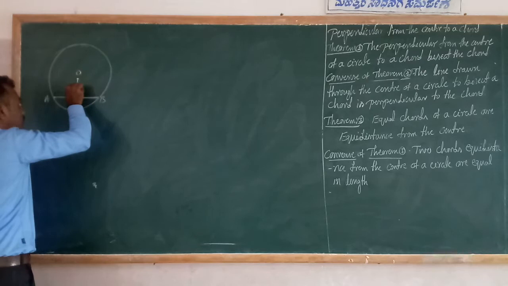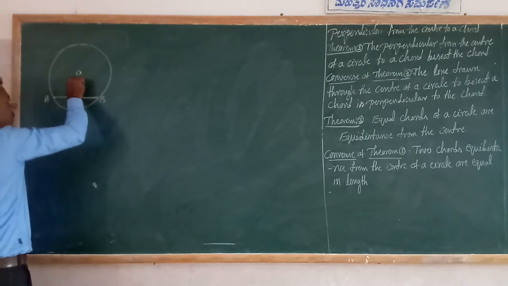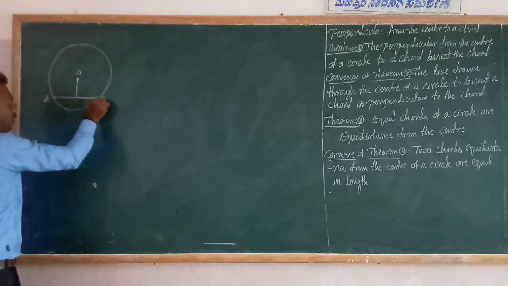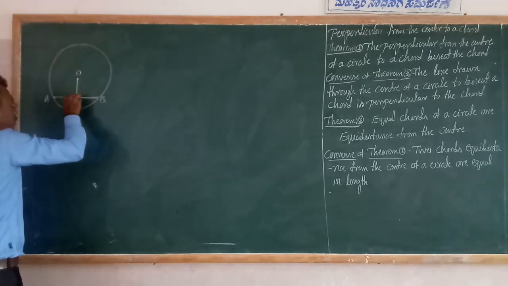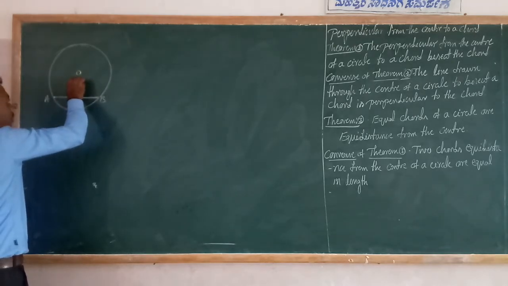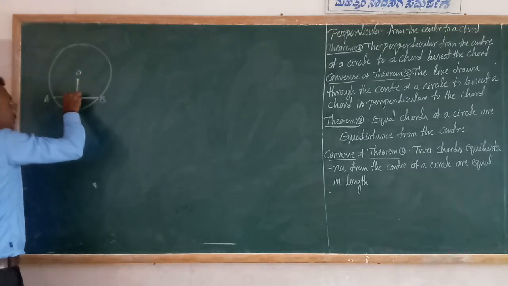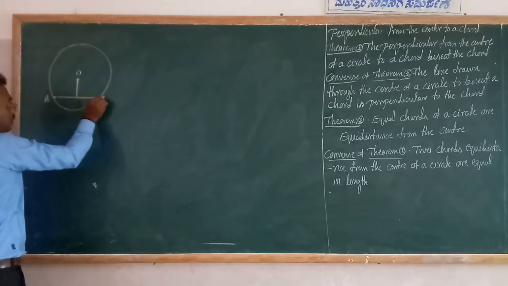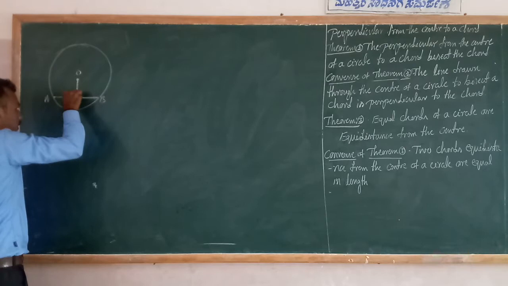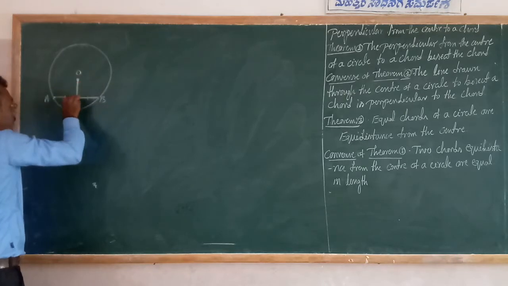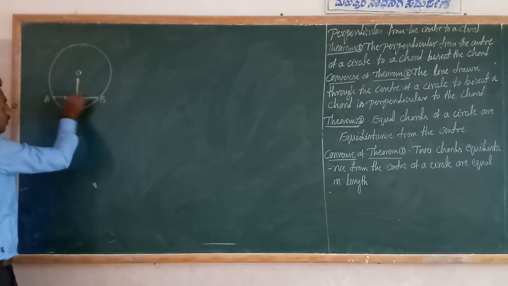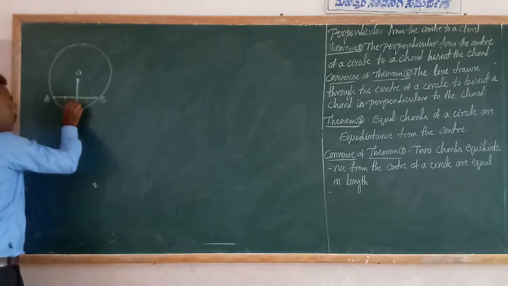I will draw a line from the center to the chord. How can you draw it? It is perpendicular. So I will draw the perpendicular line from the center of the circle to the chord. This perpendicular line bisects the chord. That is what we have to prove. I will call the foot of the perpendicular P.